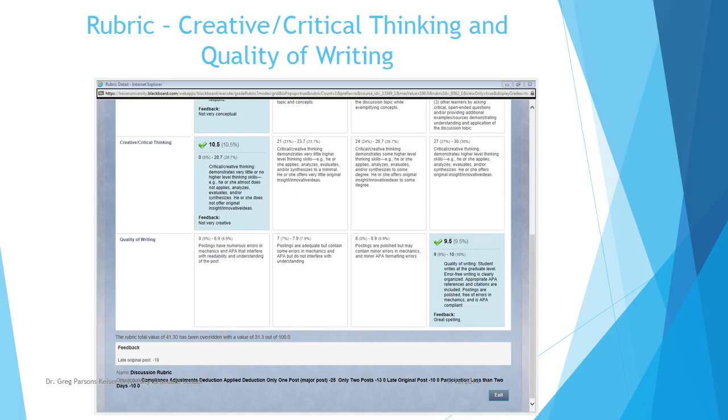So the nice thing about this new technique is it allows you to be able to see what I thought of each one of these categories, how I rated it, and what kind of feedback I gave in each specific area.